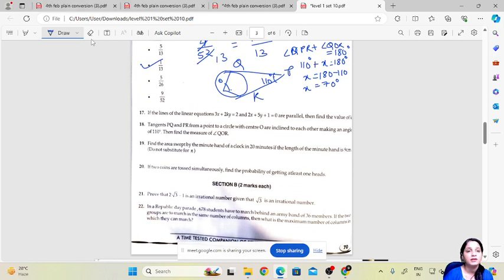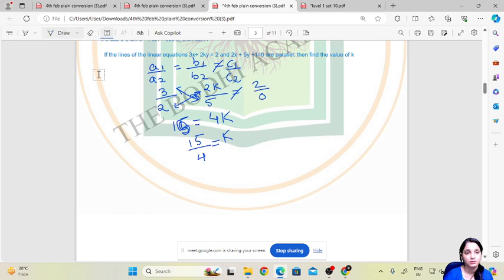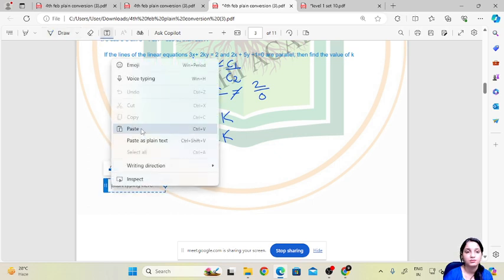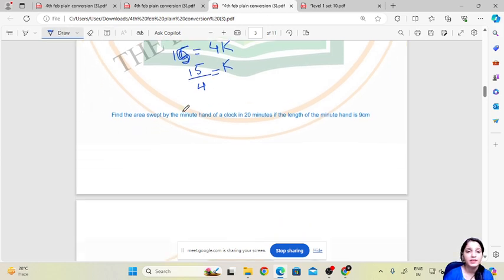Then find the area swept by the minute hand of a clock in 20 minutes if the length of the minute hand is 9 centimeters. Here the area swept is a sector, right? So the area of a sector formula is theta upon 360 into pi r square.